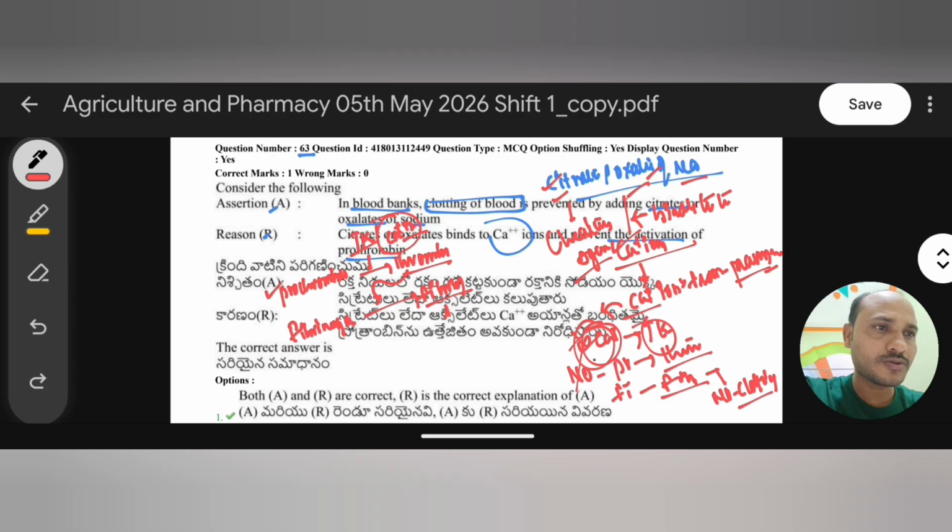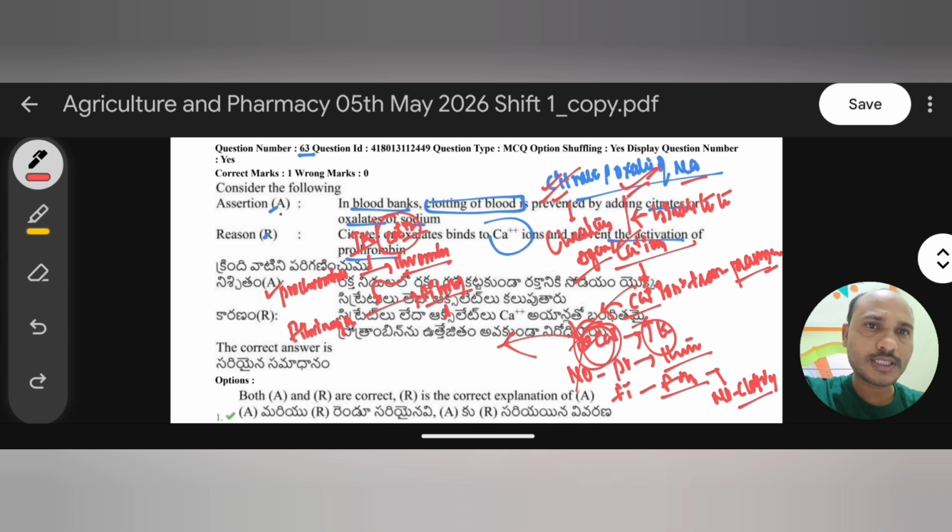What we need to do is remove this calcium from the plasma. To remove this calcium from the plasma, we have to add the citrate and oxalate of sodium. Why? Because the citrate and oxalate of sodium bind to this calcium and cause the calcium to be removed from this plasma. So like that no clotting will occur in the blood bank. Okay, like that we can preserve blood for more time, right?